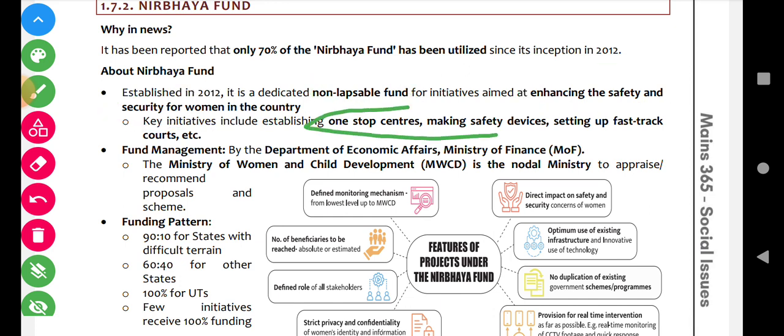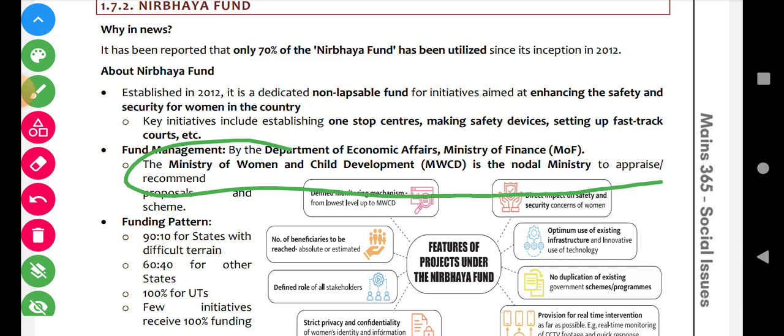One-stop centers, making safety devices, setting up fast-track courts. Fund management is by the Department of Economic Affairs, Ministry of Finance. So this is the factual information: fund management is regulated by the Department of Economic Affairs, Ministry of Finance, and the Ministry of Women and Child Development is the nodal ministry to appraise and recommend proposals and schemes.